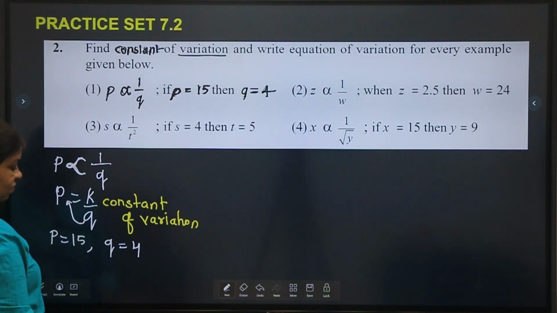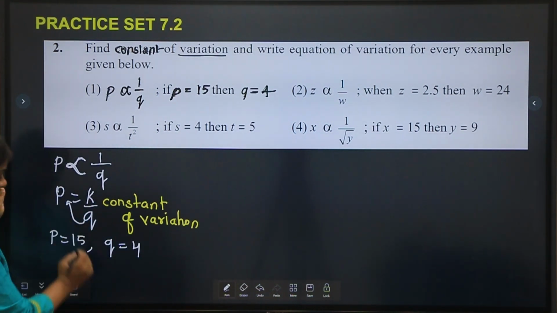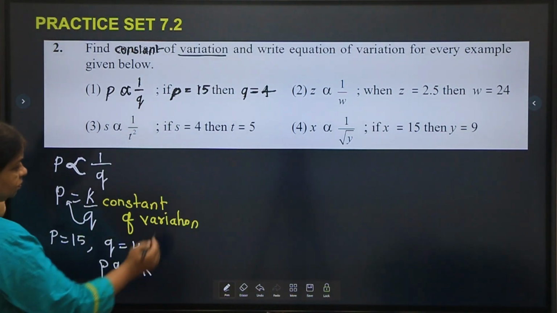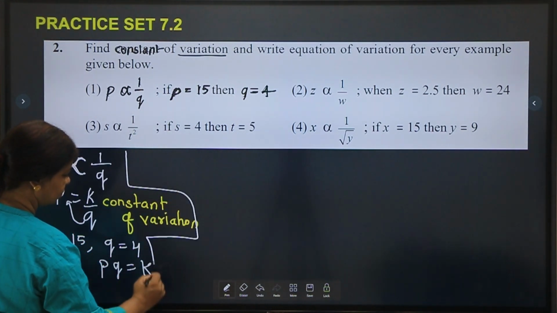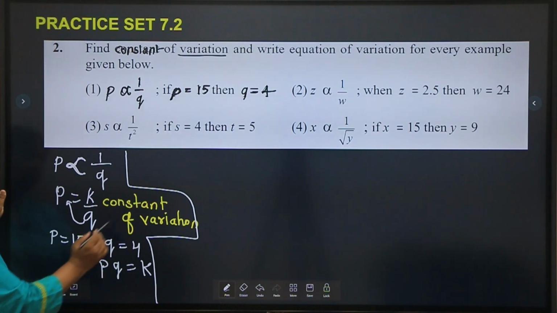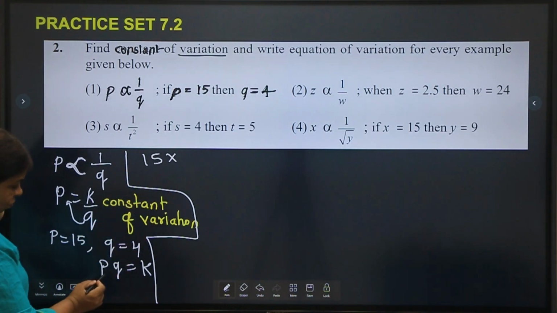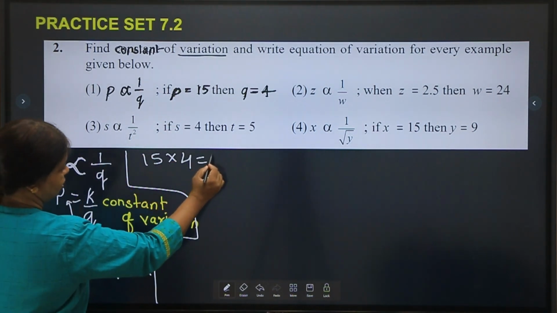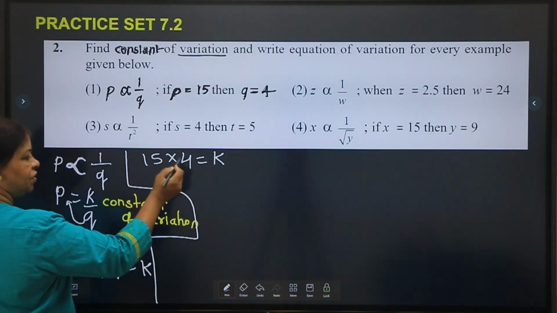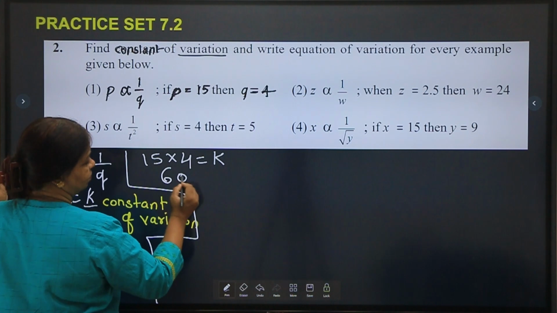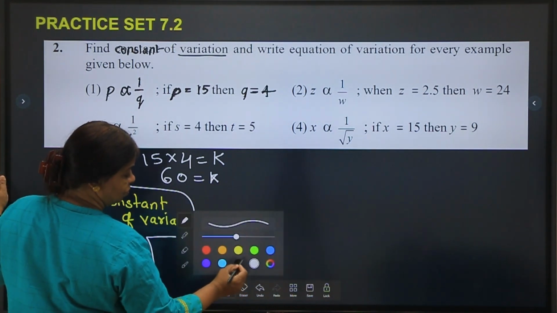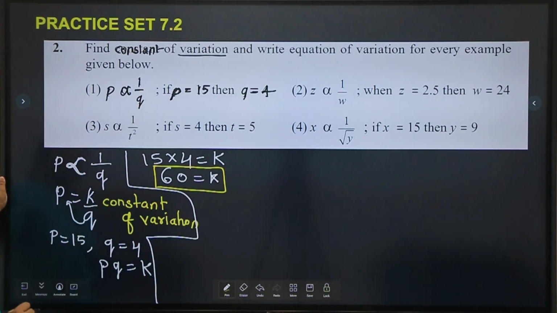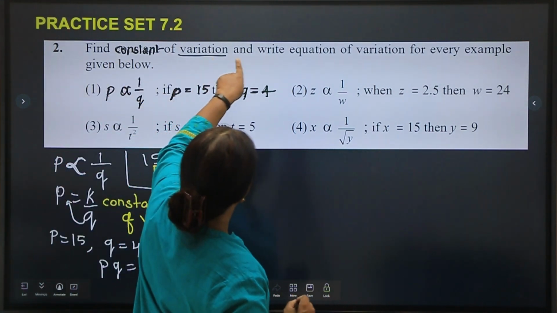P and Q will multiply with one another. So, PQ is equal to K, place the value. Here P is how much? 15 into Q. Q is how much? 4, which is equal to K. 15 4s are 60, which is equal to K. So, which we got here is the K value. In the first case, that is the constant of variation.